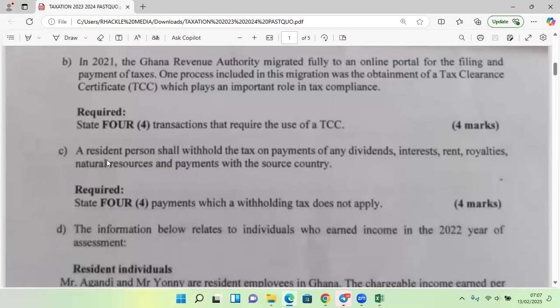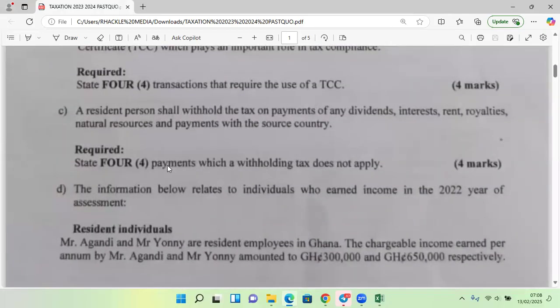All right, so let's talk about the C. The requirement is that state four payments for which a withholding tax does not apply. So we are now coming to talk about exemptions of withholding taxes, right? So a resident shall withhold the tax on payment of any dividend, interest, rent, royalties, natural resource payment, and payment with the source country. So now they say we should state four payments for which a withholding tax does not apply.